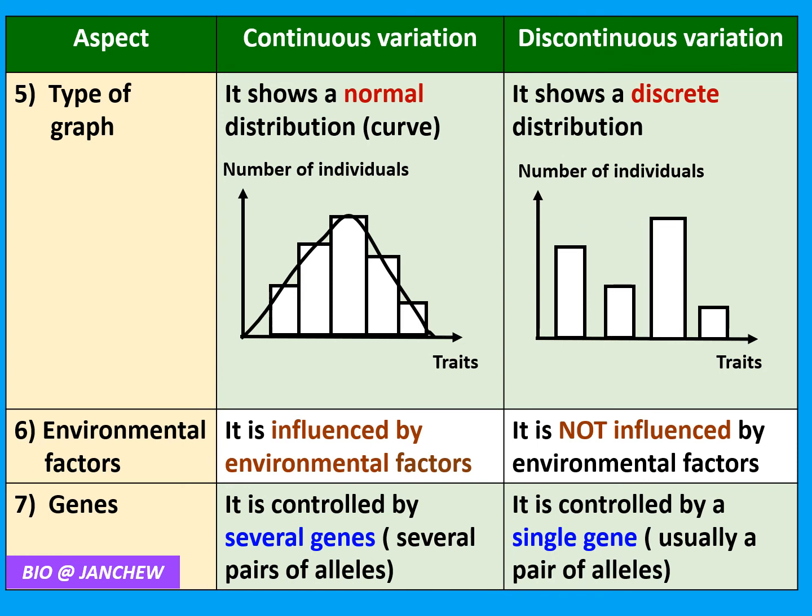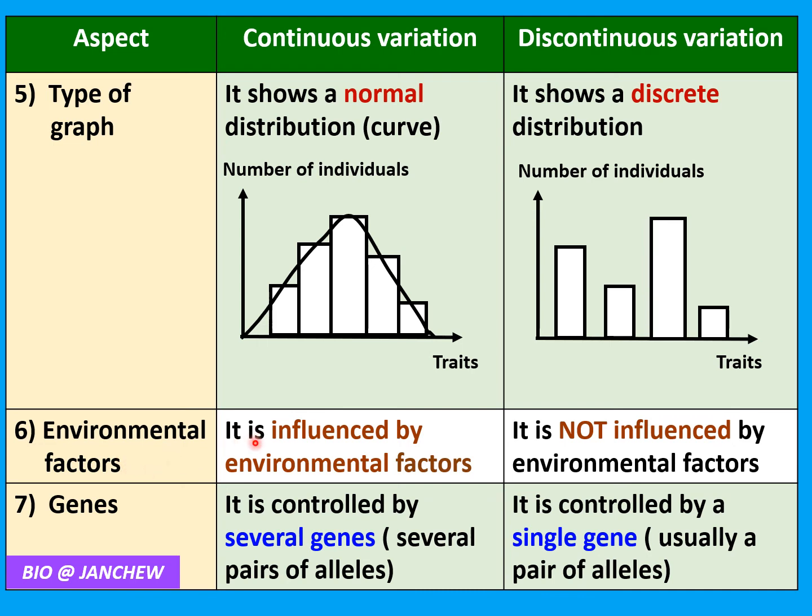The fifth difference, the type of graph. For continuous variation, the graph shows a normal distribution curve. That means a bell-shaped curve like this. And the graph we draw is a histogram, where all the bars are attached to each other like that. Now for discontinuous variation, it shows a discrete distribution, like separated bars. Must draw bars that are separated from each other.